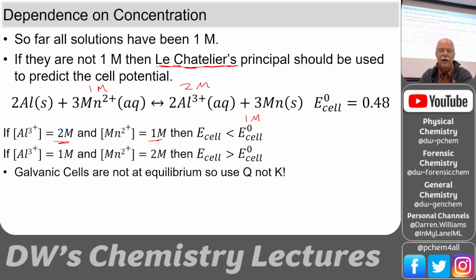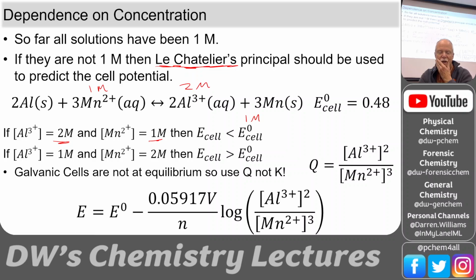And the point is, galvanic cells are not at equilibrium, so we use Q and not K. So we're looking to see if that Q is getting higher or getting lower, and whether it's pushing more or less. Okay. And so this would be the equation for how we would calculate that. We would have this E cell of 48. It would go right here.